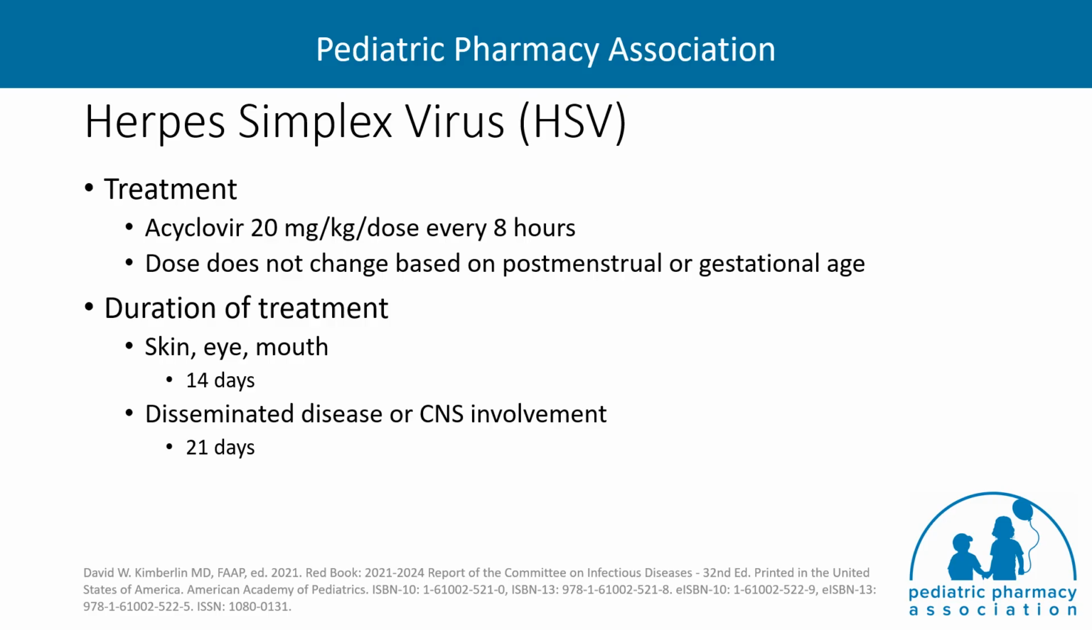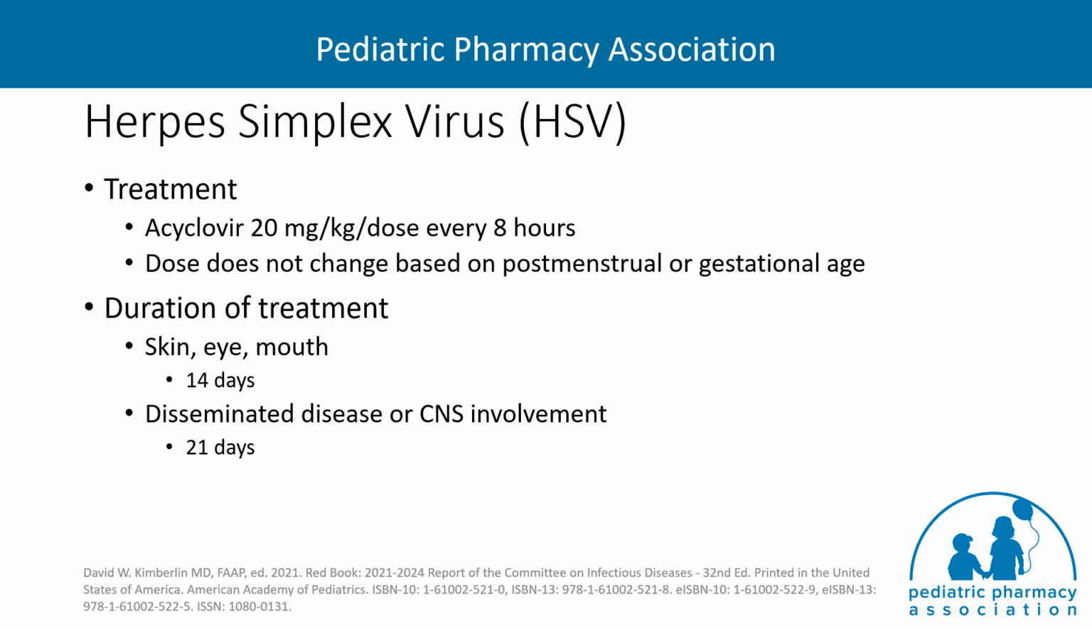Acyclovir should be used for both localized and disseminated disease. The recommended dose of acyclovir is 20 milligrams per kilo per dose every 8 hours. Some data has shown that neonates between the postmenstrual age of 36 to 42 weeks may need a frequency of every 6 hours. However, this is based on a PK study and not clinical outcomes, and it only should be used in patients with the postmenstrual age that are not improving.